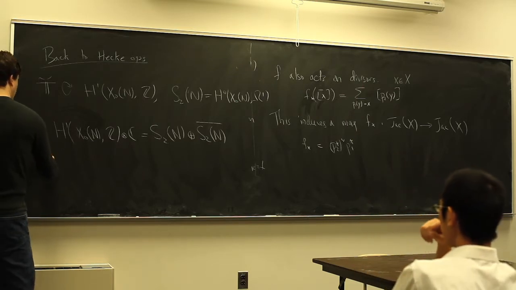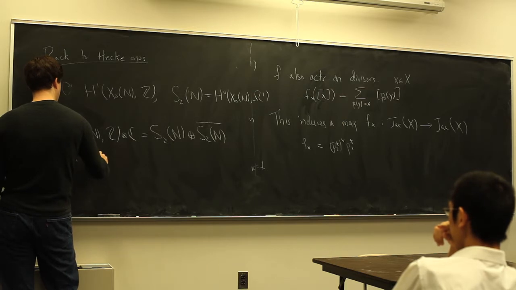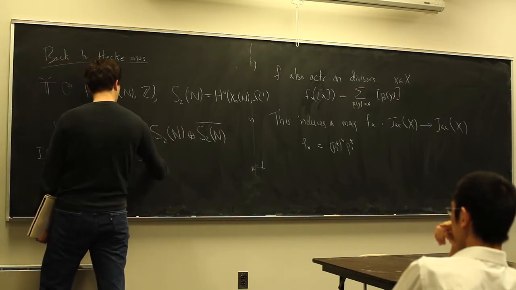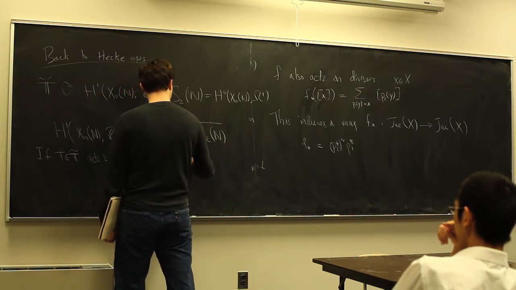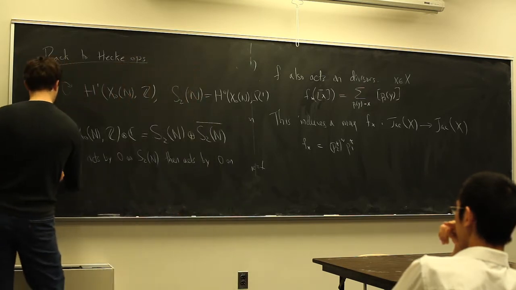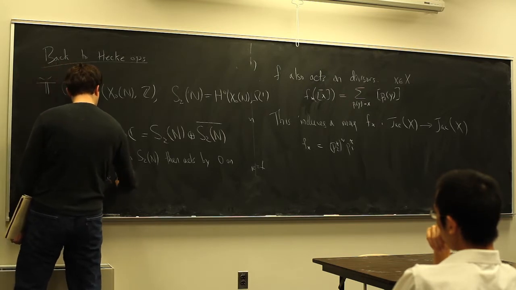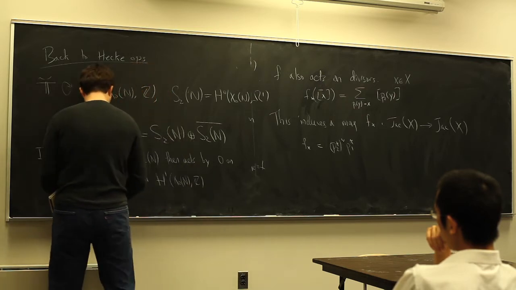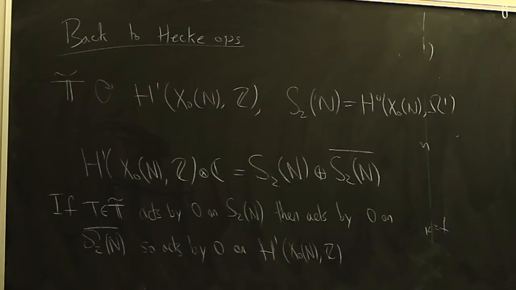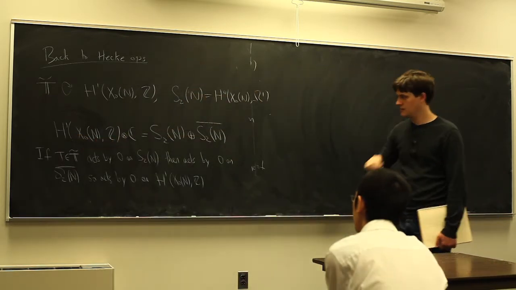So now if you have some T in this formal Hecke ring, and it acts by 0 on S2, then it necessarily acts by 0 on the conjugate space as well. And so it acts by 0 on this H1, because of this isomorphism. And so that implies that the image of this T tilde in the endomorphism ring of this H1 was just that T that we had before, same as the image in here.